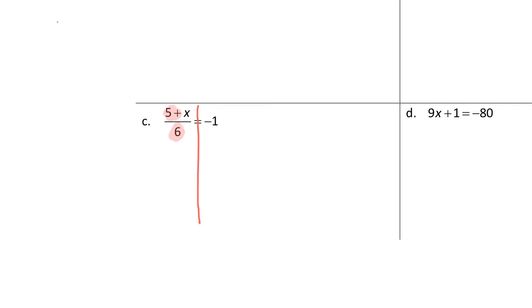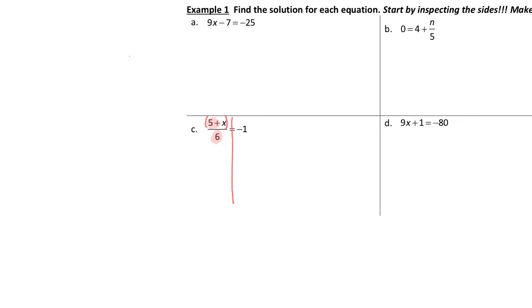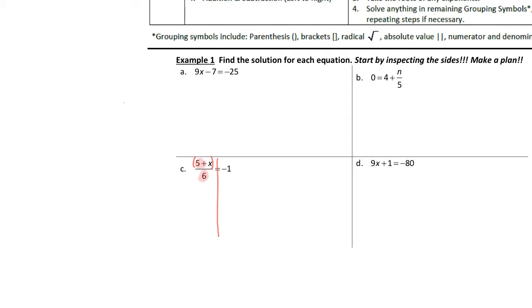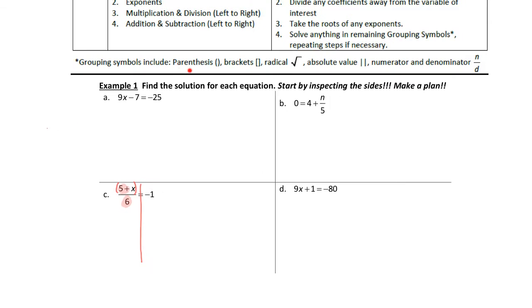The problem here is that we have these unseen parentheses. And if I take a look here at my rules, it says that grouping symbols include parentheses, brackets, radicals. Okay, it's this last one. Your numerator and denominator do include parentheses. So there are these unseen parentheses in any numerator and denominator, which means when we're solving, we should always do that last. So do anything inside the numerator and denominator last.